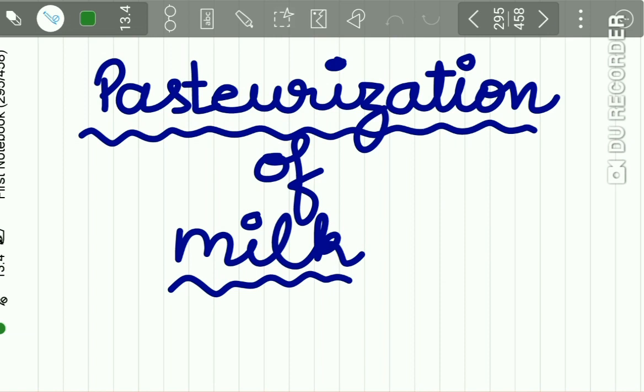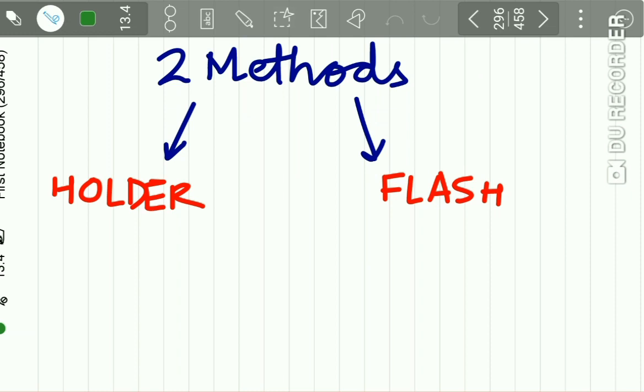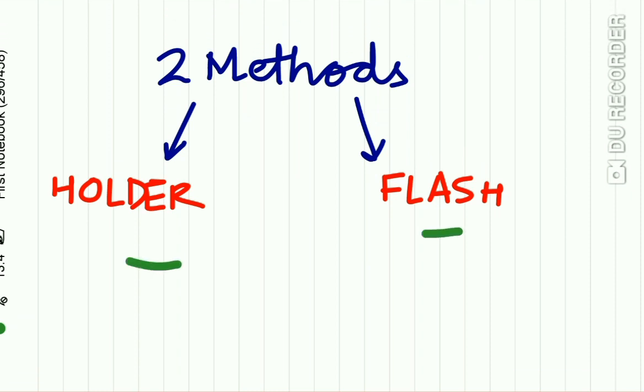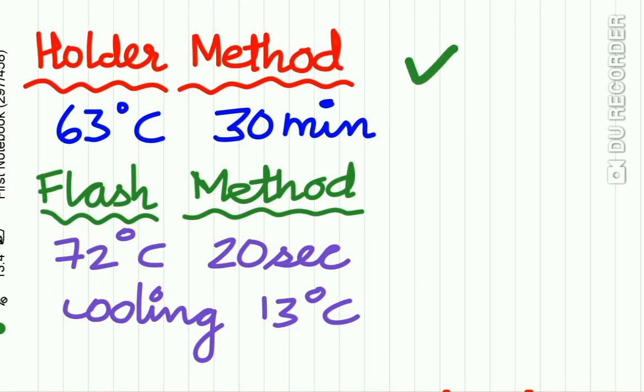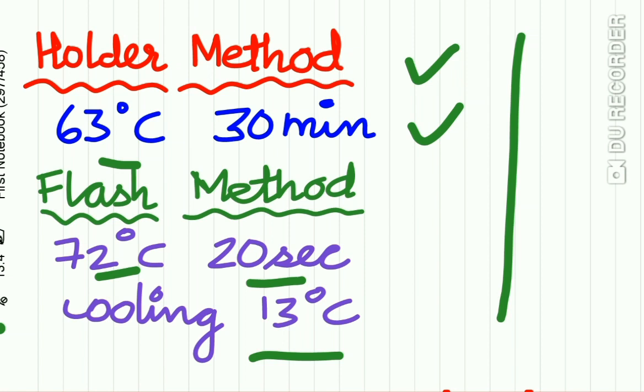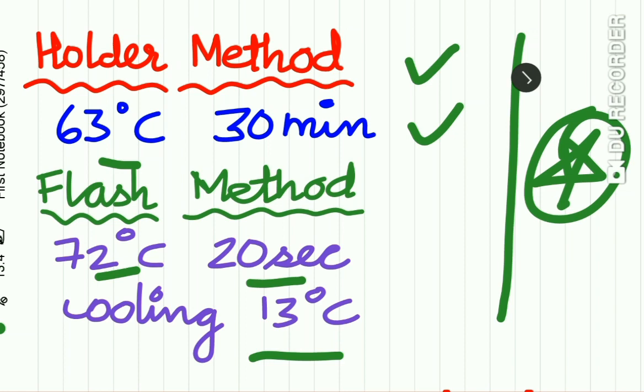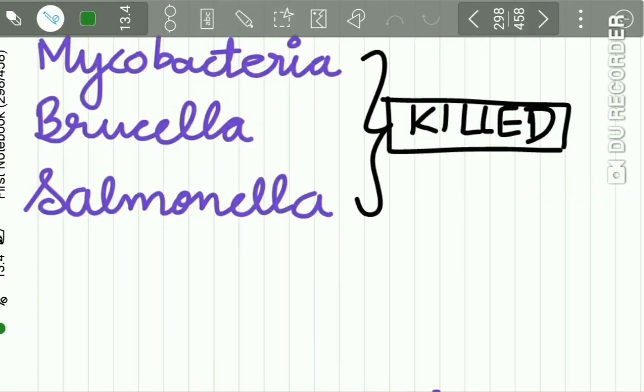First is pasteurization of milk. Pasteurization of milk is done by two types, the Holder method and the flash method. By the Holder method, 63 degrees Celsius temperature is used for 30 minutes, and by the flash method 72 degrees Celsius temperature is flashed for 20 seconds, and then the cooling is done quickly to 13 degrees Celsius. So these are the two methods of pasteurization of milk. You should remember these two methods, the Holder method and the flash method, and the temperature and duration used in each.